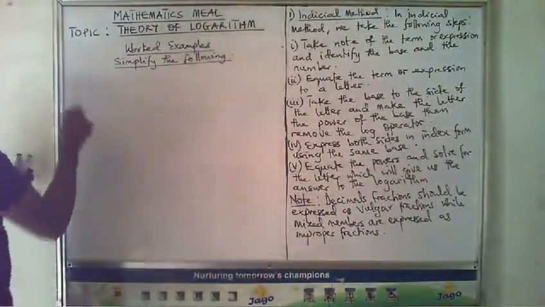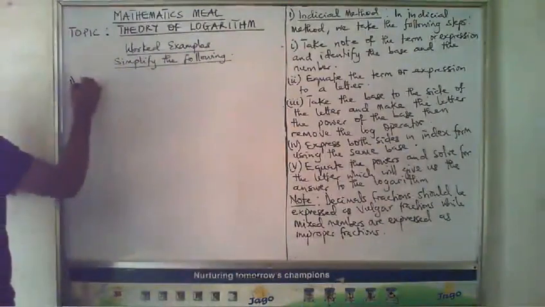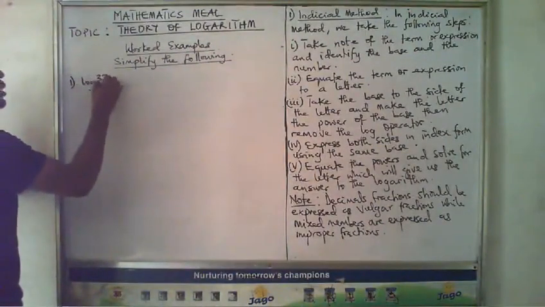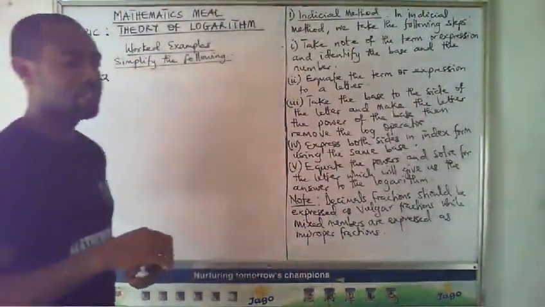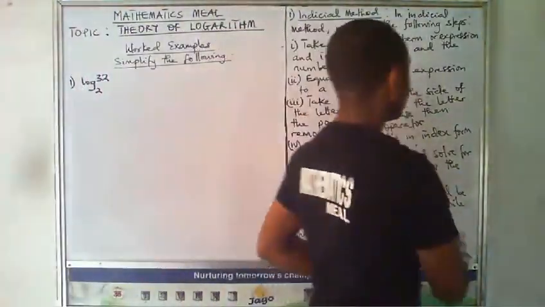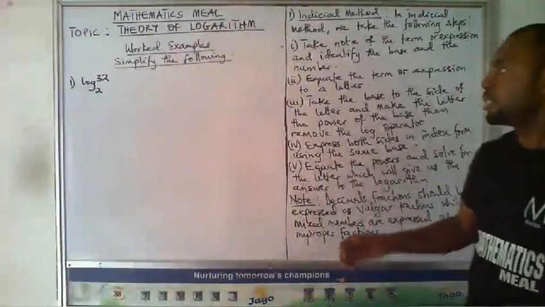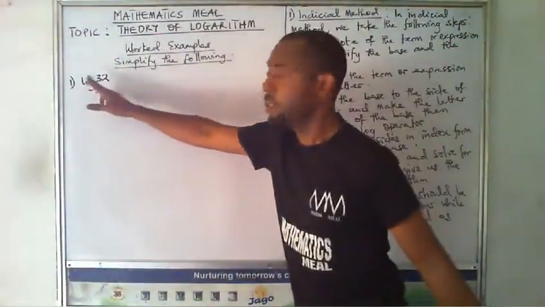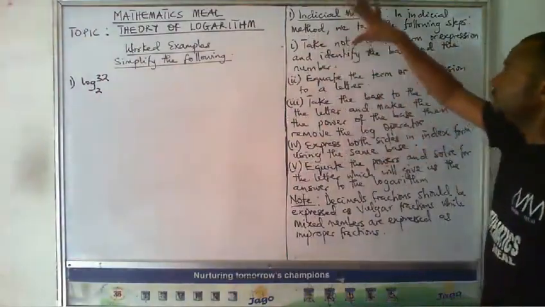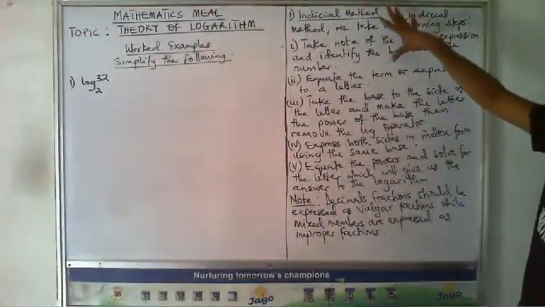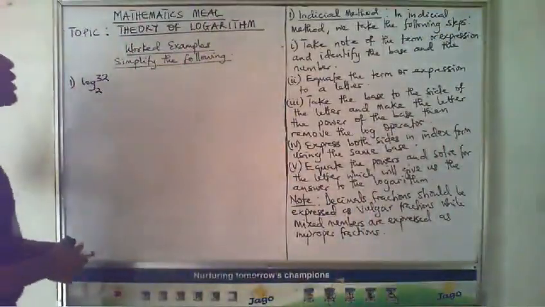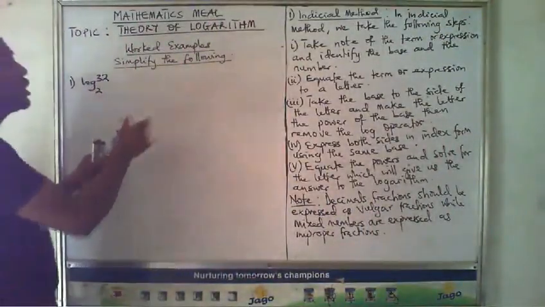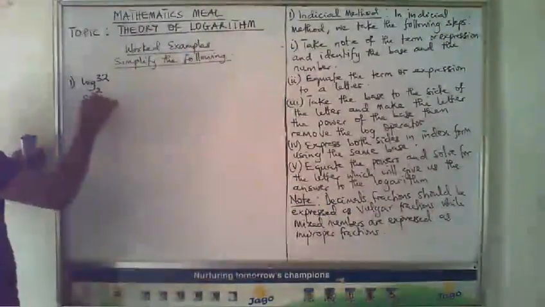Number 1. Let's say I have log 32 in base 2. We want to simplify this. We are going to follow these steps. This is a case of one log operator. So how do we do that? One of the methods is the indicial method. So let's quickly follow these steps. If we want to simplify this using the indicial method, that's my solution.